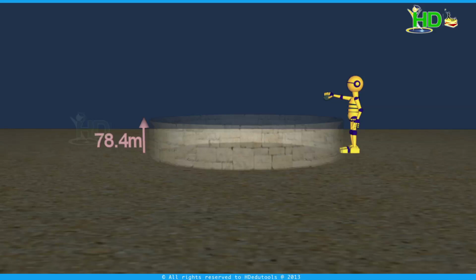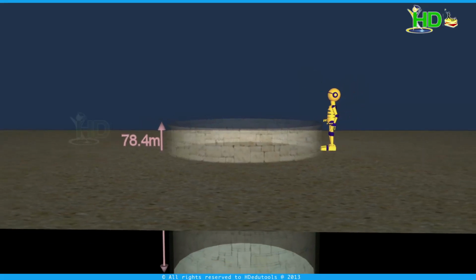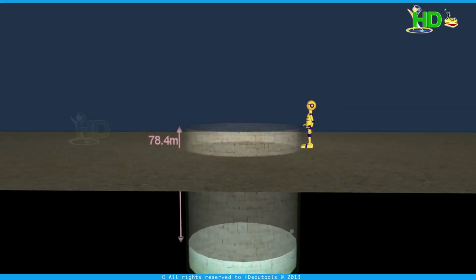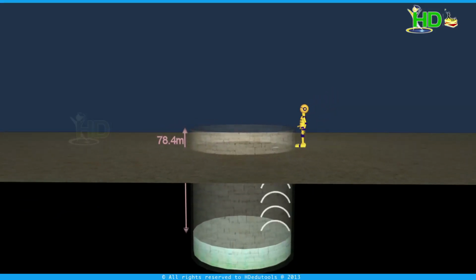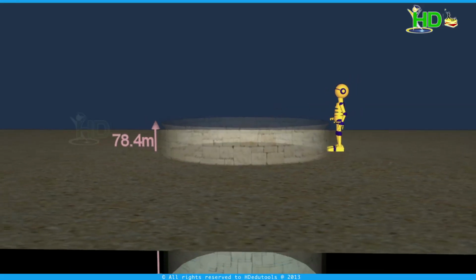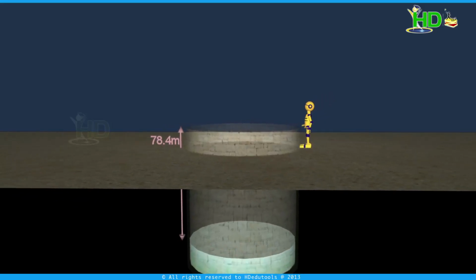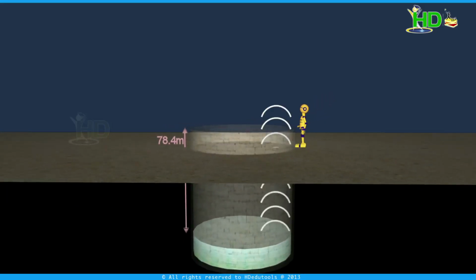This is the well, the depth is 78.4 meters, which means the water is at a depth of 78.4 meters. A person is dropping a stone from this position. The stone is a freely falling body. When it reaches the water, a splash will be produced. The sound of the splash is heard by this person after some time. We have to calculate after what time he receives the sound. When he drops the stone, it takes some time to reach the water. Again, the sound takes some time to reach him from the water. This total time is the time after which the person can receive the sound.